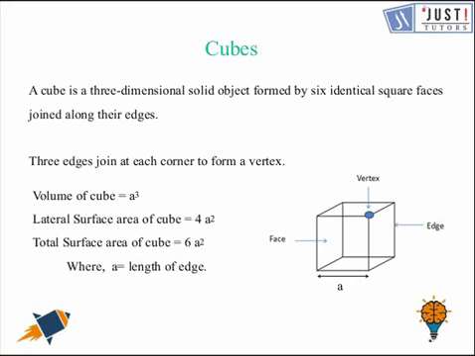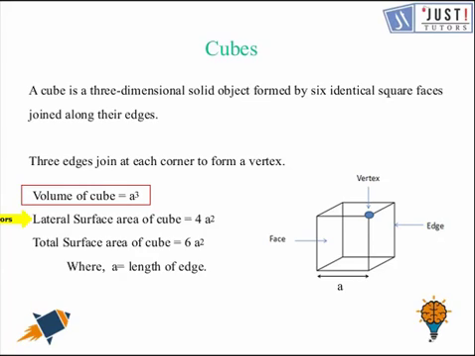Let's see how we are going to work with cubes. A cube is a three-dimensional solid object which is having 6 identical square faces joined along their edges. 3 edges join together to form one vertex. Volume of a cube is calculated by multiplying all the sides, that are length, breadth, and height together. So that is a times a times a. In this case, because all the sides are of the same length, we can replace it by simply a. So a cubed is what we have as the volume of a cube.